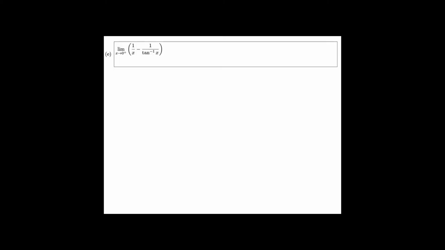So we were looking at the limit as x approaches 0 from the right of 1 over x minus 1 over arctan of x. And first of all, we noted that we had an indeterminate form of type infinity minus infinity. So we had to transform it into a quotient of type 0 over 0 or infinity over infinity.